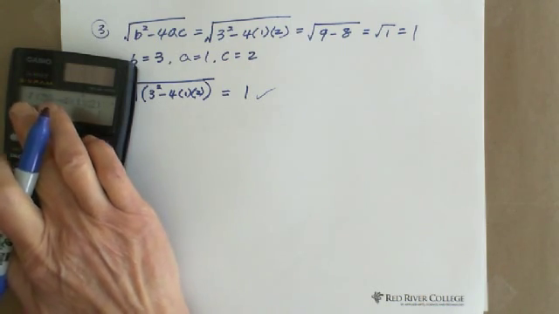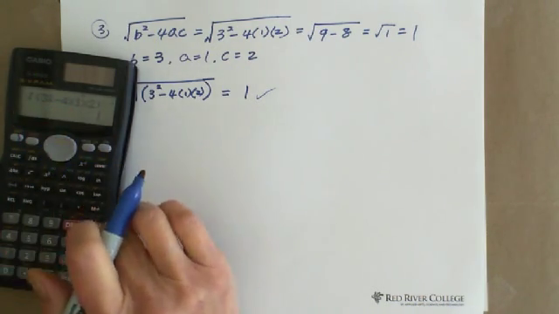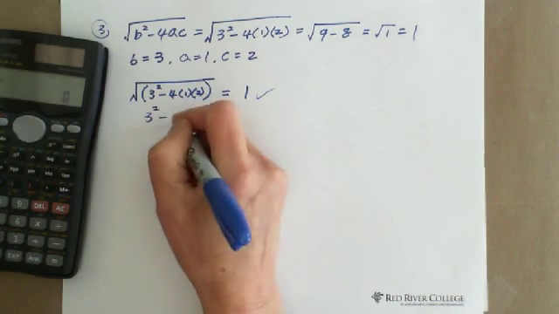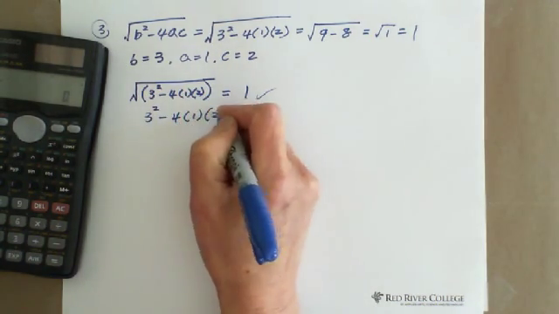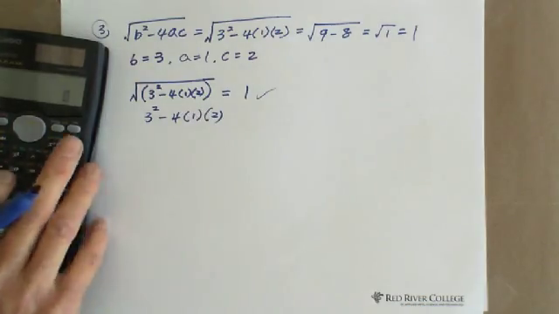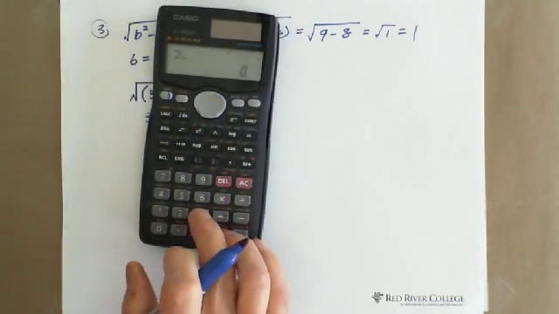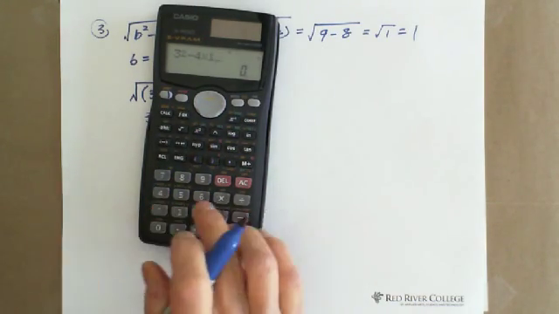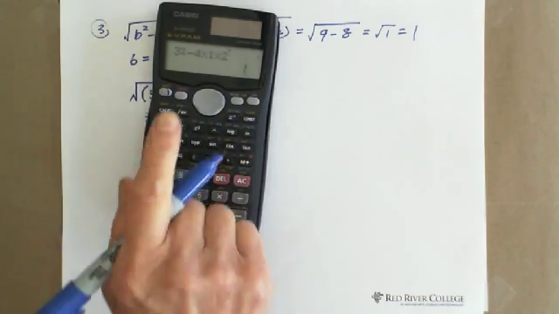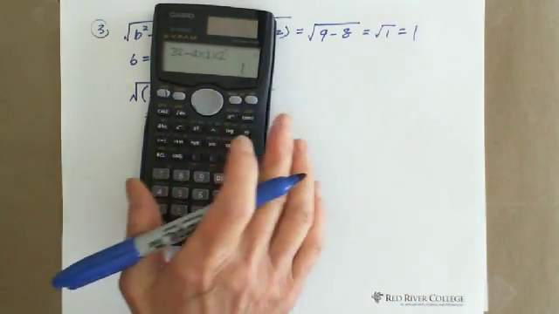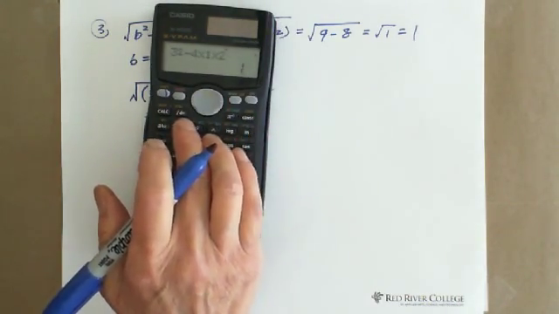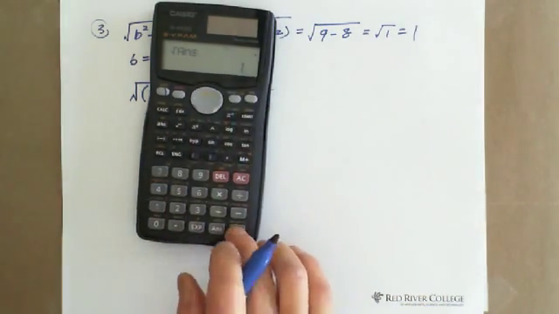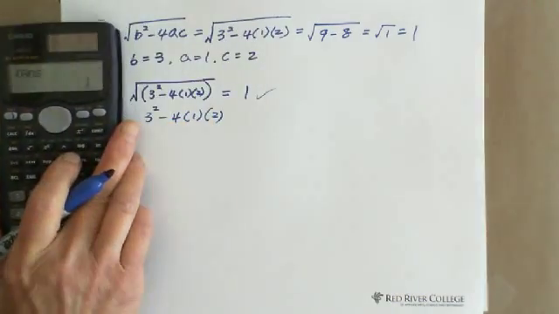don't put the square root first. You first do 3 squared minus 4 times 1 times 2. You got this answer. After this one, then you do the square root. Then you square root your answer, which is 1, and it equals 1. You can do this, right?